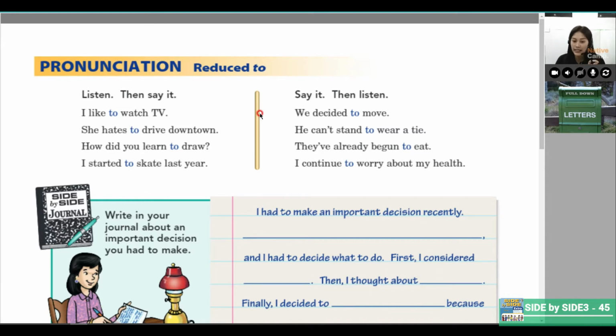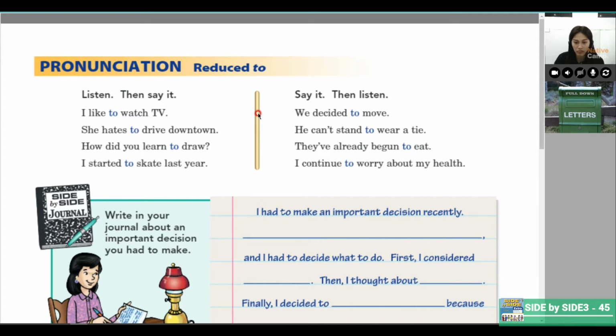Now this time, you read the sentences first. Let's say it, then listen. Please start. We decided to move. He can't stand to wear a tie. They've already begun to eat. I continue to worry about my health. Very good.